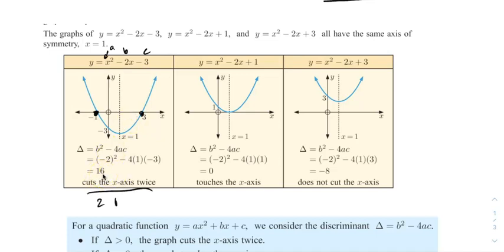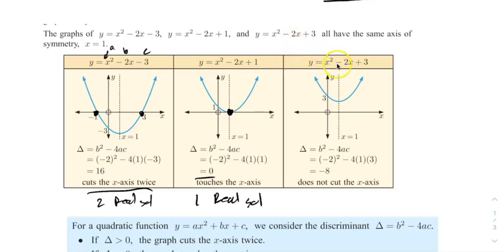I'd like to say we have two real solutions. And then look at this example here. Same axis of symmetry, but when we do the discriminant, b squared minus 4ac, we actually get 0. And in that case, we only have one x-intercept. So we have one real solution.